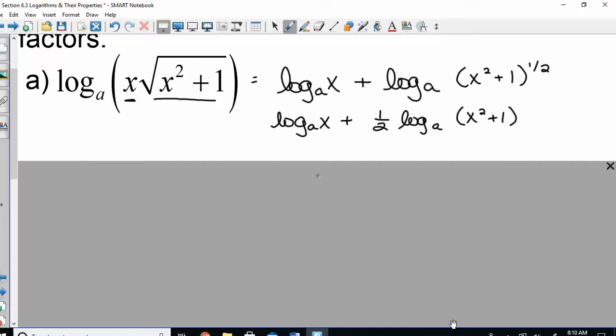Okay, a couple questions for you. Can I bring this square down in front? It's an exponent, but is this entire thing squared? No. So unless the exponent applies to everything, you can't drop it down. Do we have a property for how to break apart the log of two things being added? No, we can only break apart the multiplication and division. So this is our final answer. We can't go any further.